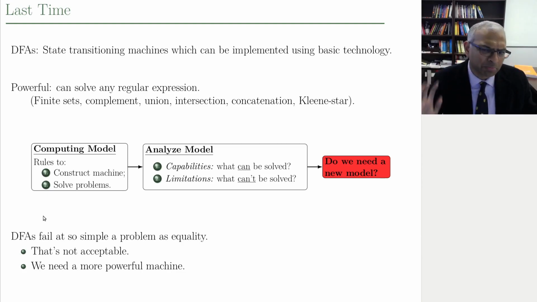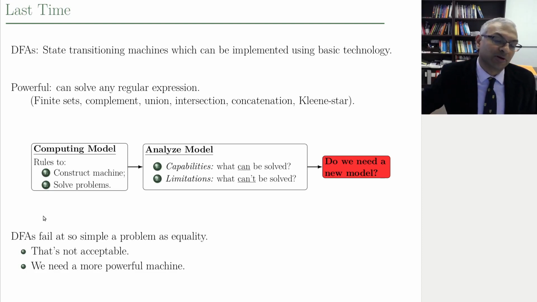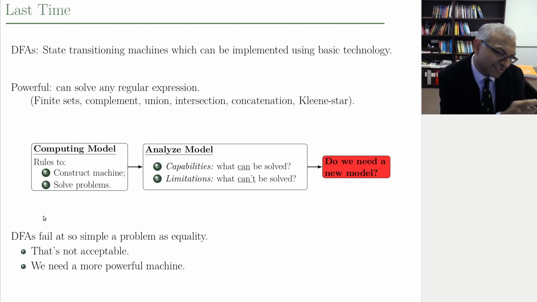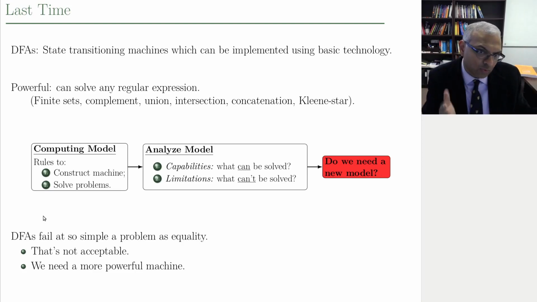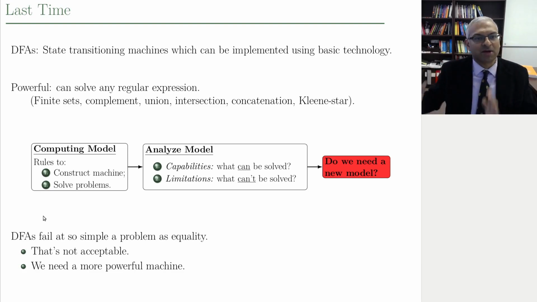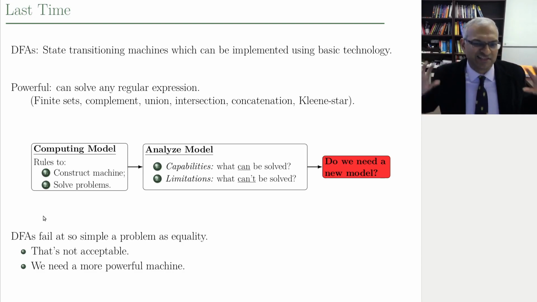If the resting state is a yes state, you say yes, otherwise you say no. So a very simple machine we can implement with a very simple mechanical technology, and it is very powerful. We saw that DFAs can solve any problem that can be described by a regular expression. What's a computing problem? It's a yes set. We can describe yes sets in many ways, one way is using regular expressions, and for any yes set described by a regular expression, you can construct a DFA to identify whether or not a string belongs to that yes set. That's a decision problem.